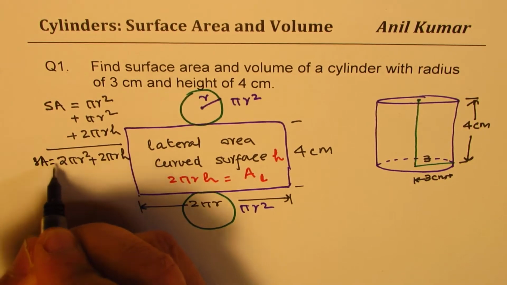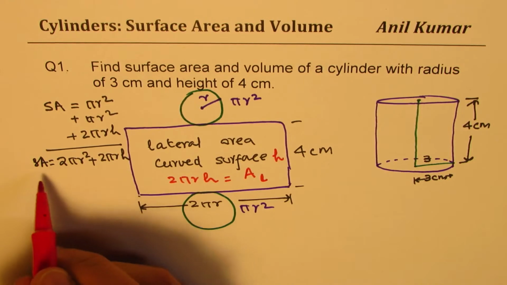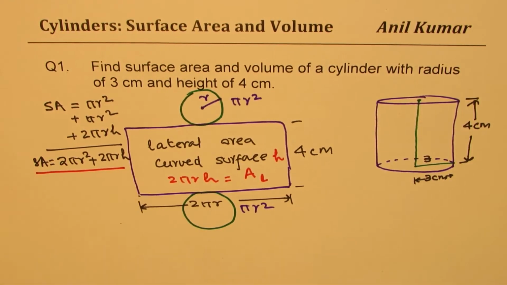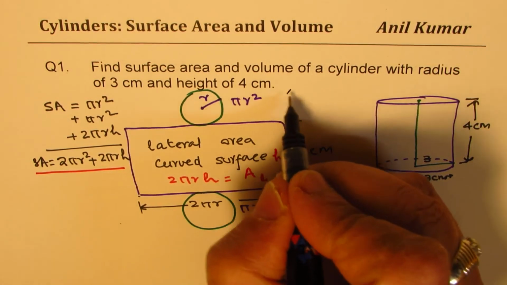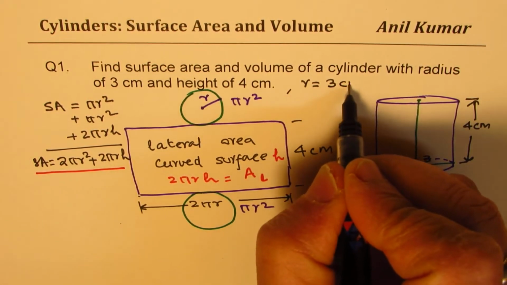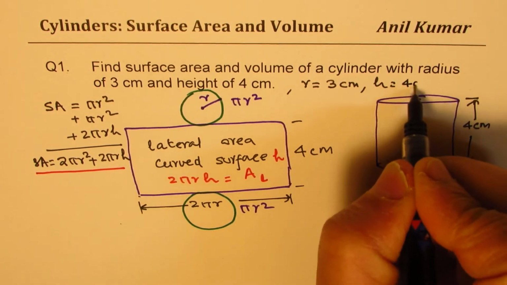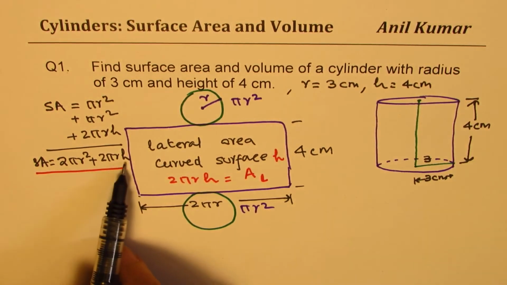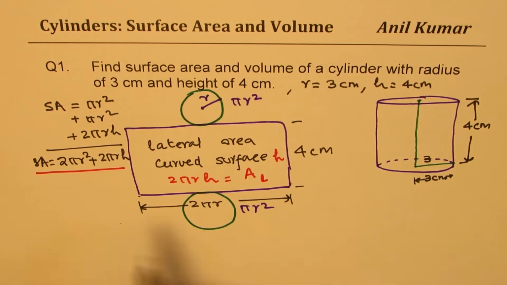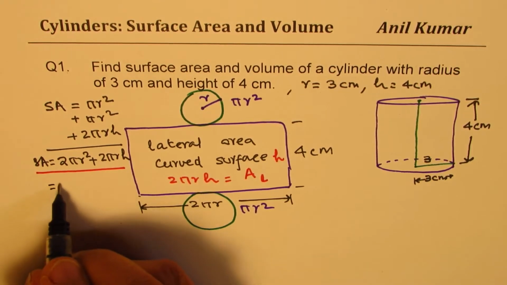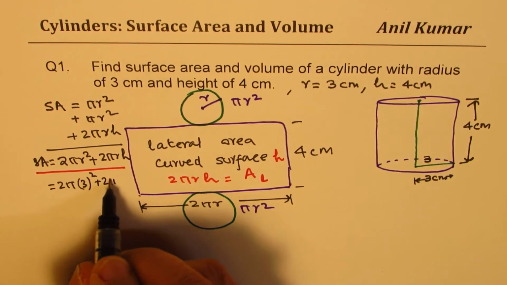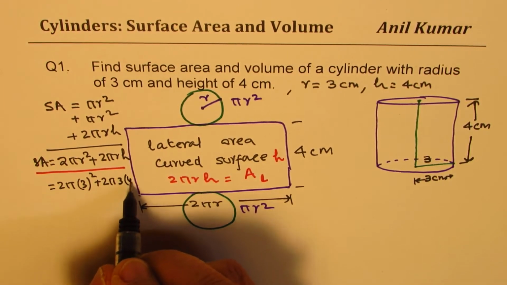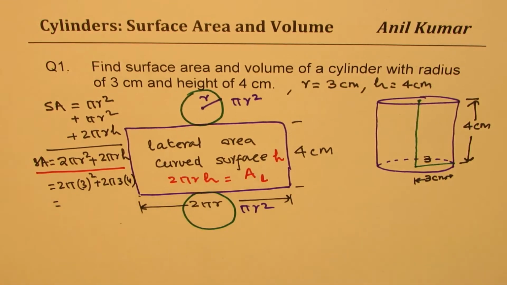So let me rewrite here the surface area formula for you. Perfect. Now in our case, we are already given the radius and the height. So in our case, radius is 3 centimeters and height is 4 centimeters. We'll replace r and h with 3 and 4 respectively and get our solution. So we get 2 pi, r is 3, so 3 square, plus 2 pi, 3 times 4, correct? Now we can just use the calculator and find the answer.